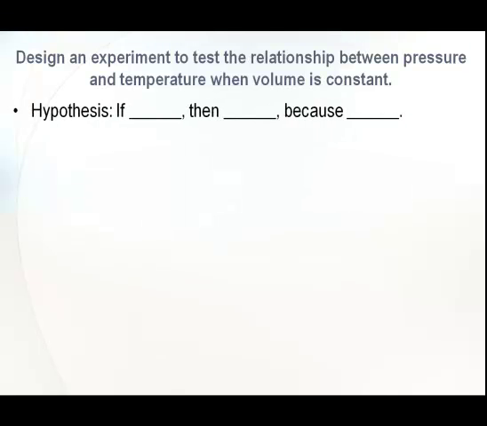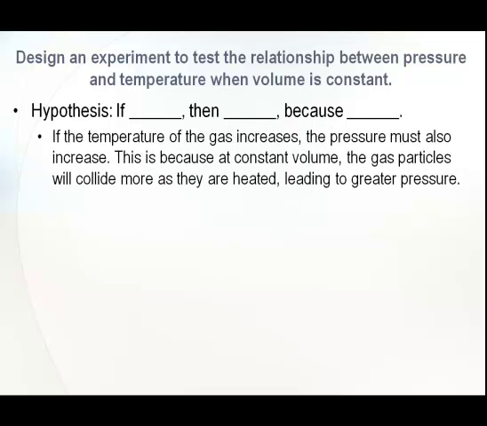So next is a hypothesis. Again, that's an if blank, then blank, because blank statement. So if the temperature of the gas increases, my independent variable, then the pressure must also increase. So that's my dependent variable. This is because at constant volume, gas particles will collide more as they are heated, leading to greater pressure.